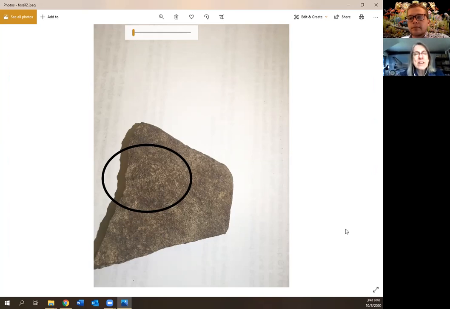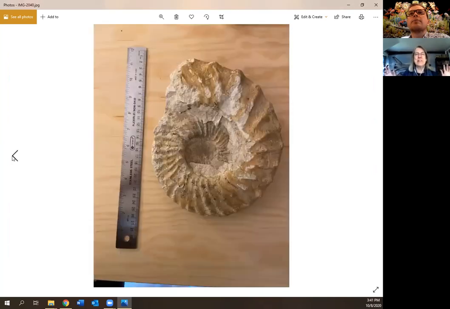Now, that circle is around a difference in texture. You can see that there's a little bit of texture there. So it's not just totally random. It's not looking at a blank wall and seeing something.